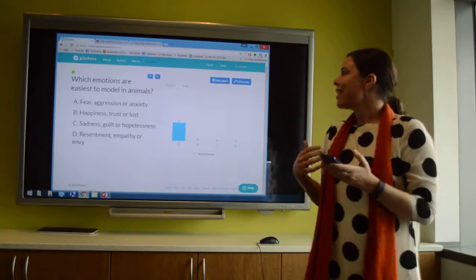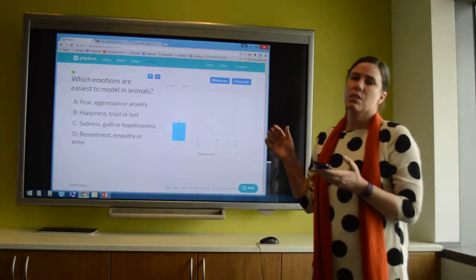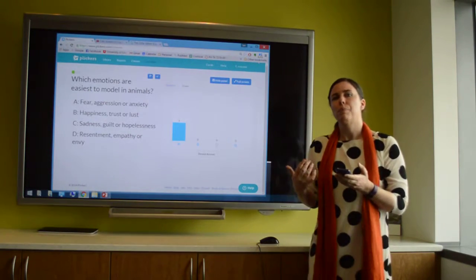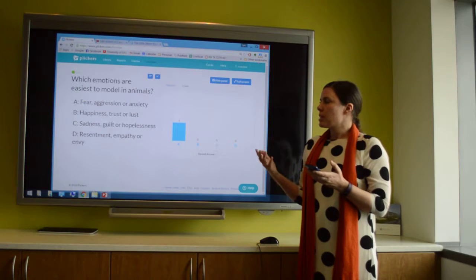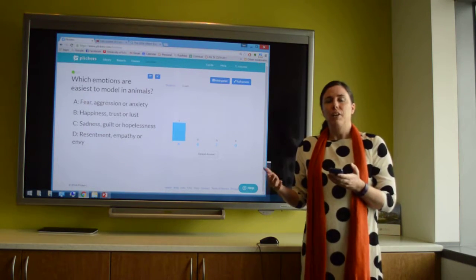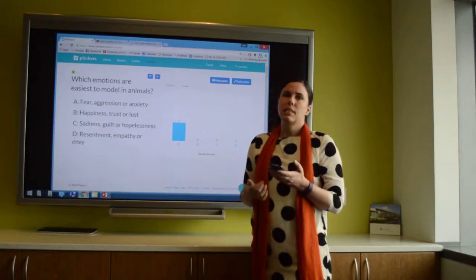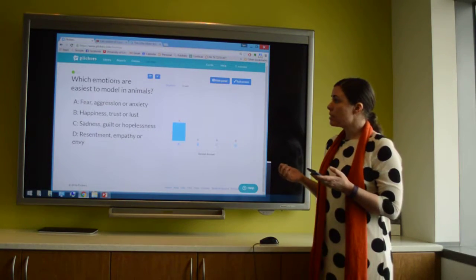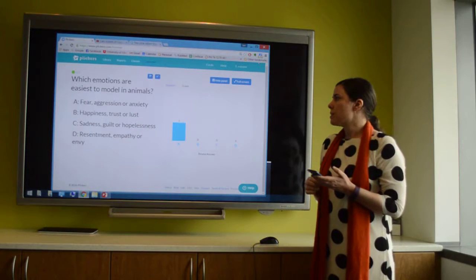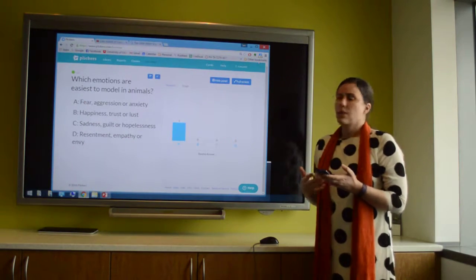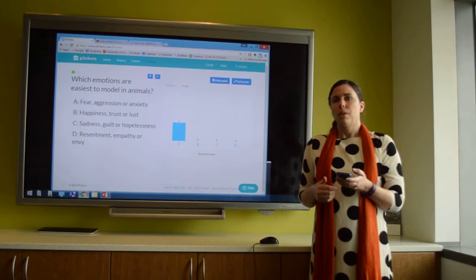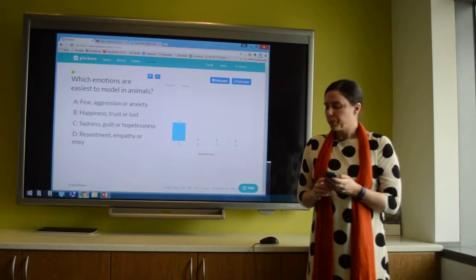Yes. So these are the easiest of all the emotions to model in animals because they're observable. So you'll actually see some examples where you can see fear and anxiety in the animals. C, the sadness, guilt or hopelessness are the main diagnoses for depression. And we'll see that sadness, guilt and hopelessness are difficult to model in animals because they're less observable.